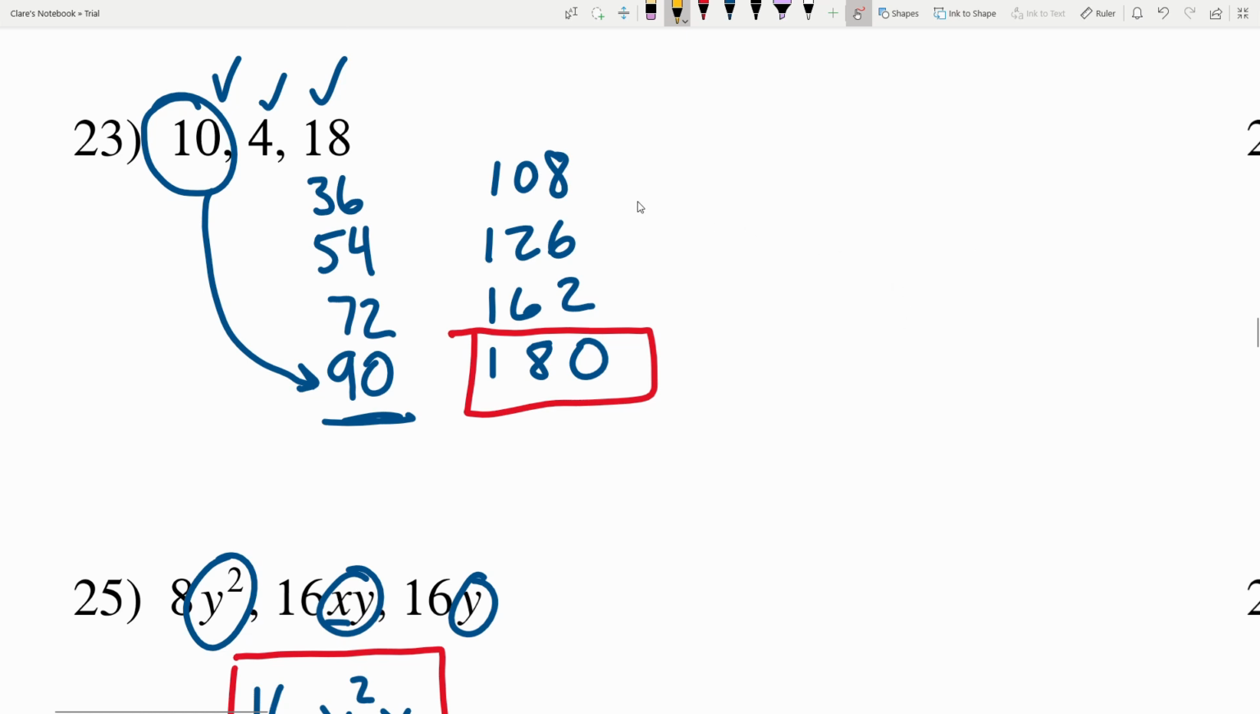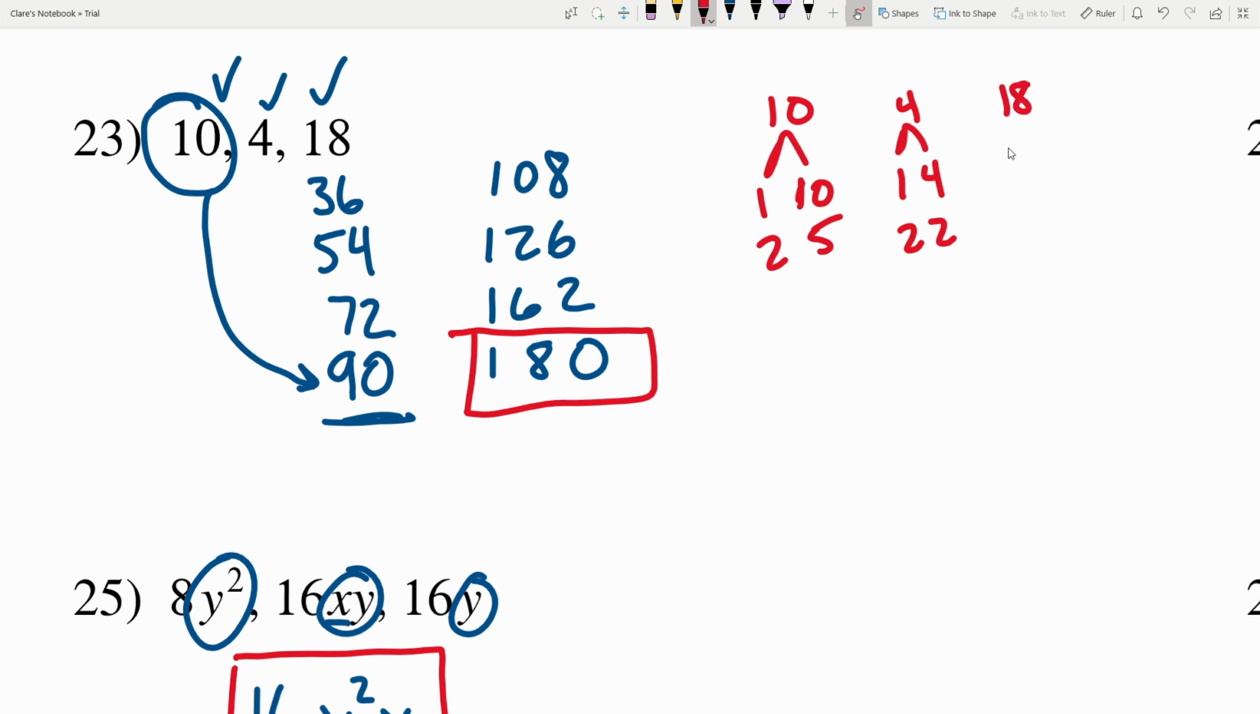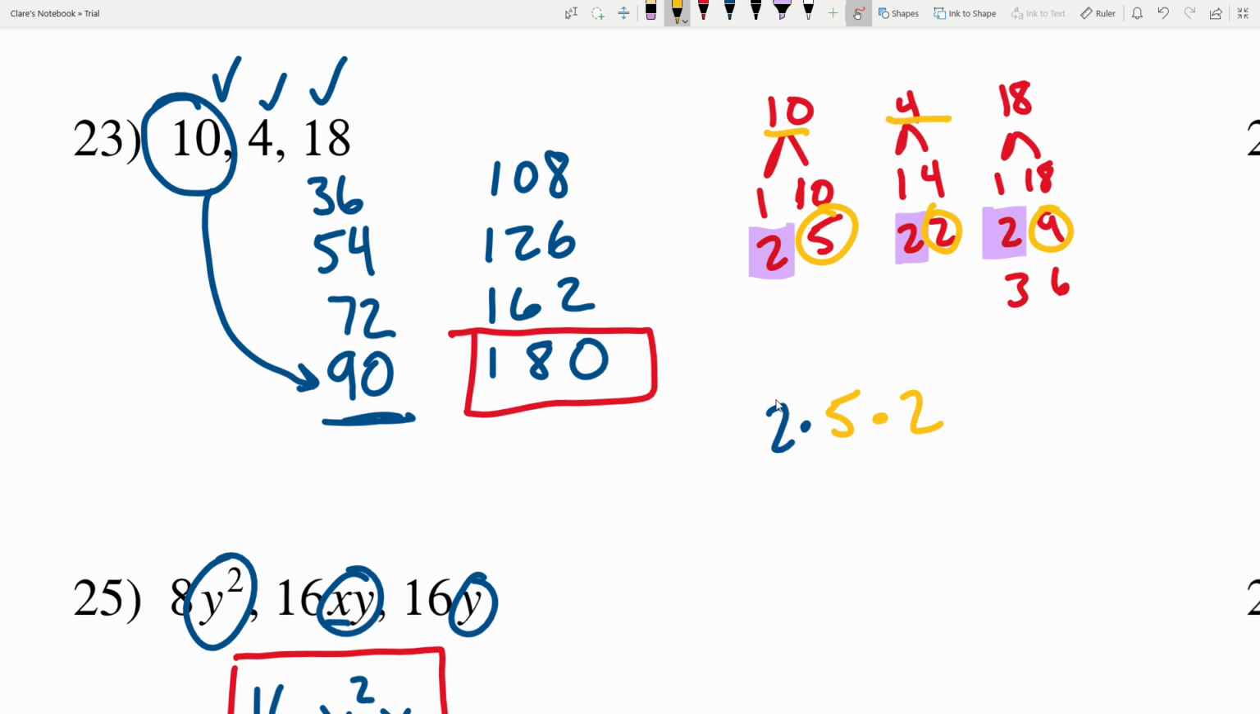In number 23, we had 10, 4, and 18. So if I was to list out those factors, 10 would be 1, 10, and then 2 and 5. 4 would be 1 and 4, and then 2 and 2, and then 18 would be 1 and 18, 2 and 9, and then 3 and 6. The greatest common factor of all of these would be a 2. So now I'm just going to take that 2 and multiply by the other factors that give me those numbers. So 2 times 5 gave me 10, 2 times 2 gave me 4, and 2 times 9 gave me 18.